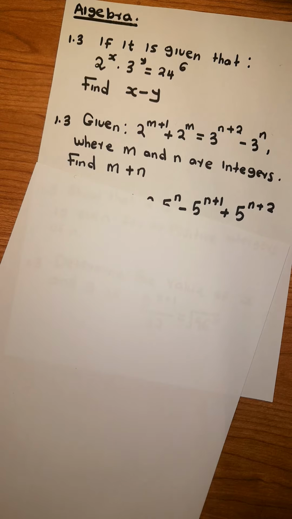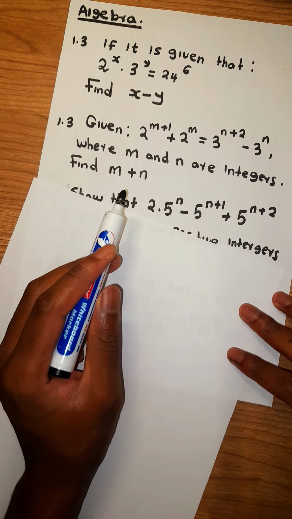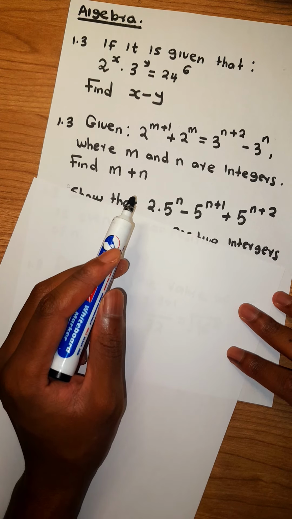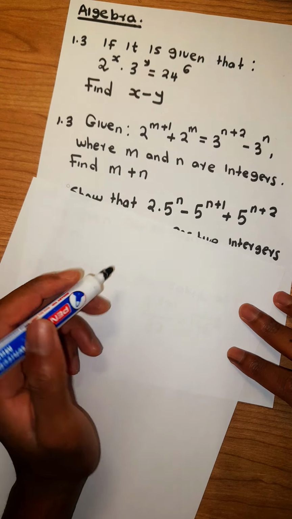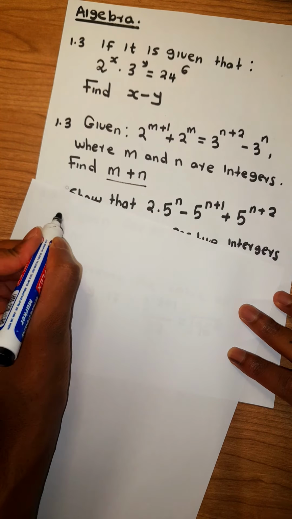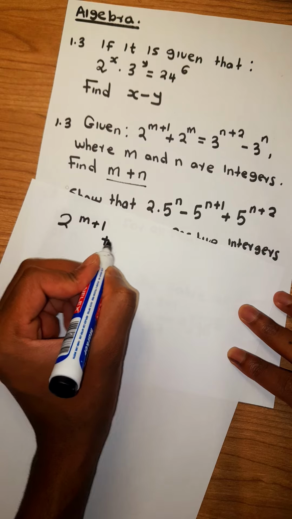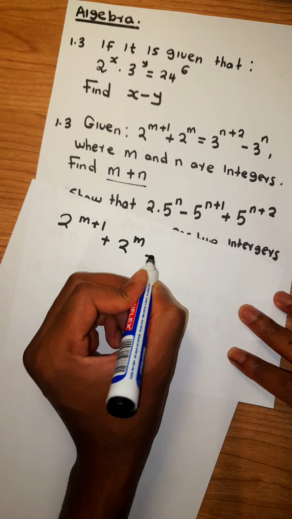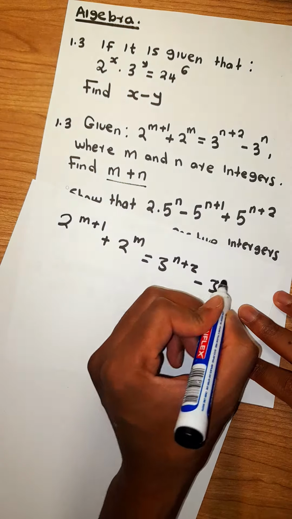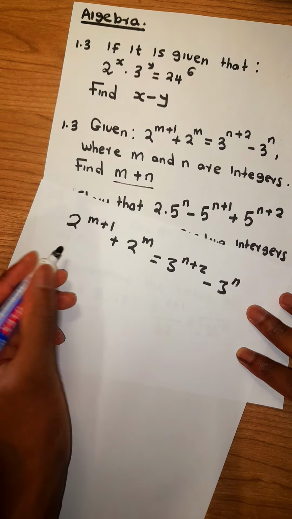Okay, now let's look at the second 1.3 question. We are given 2 to the power m plus 1 plus 2 to the power m equals 3 to the power n plus 2 minus 3 to the power n. They want us to find m plus n. So we're given 2 to the power m plus 1 plus 2 to the power m, that equals 3 to the power n plus 2 minus 3 to the power n. I want us to take the common factor of 2 to the power m.